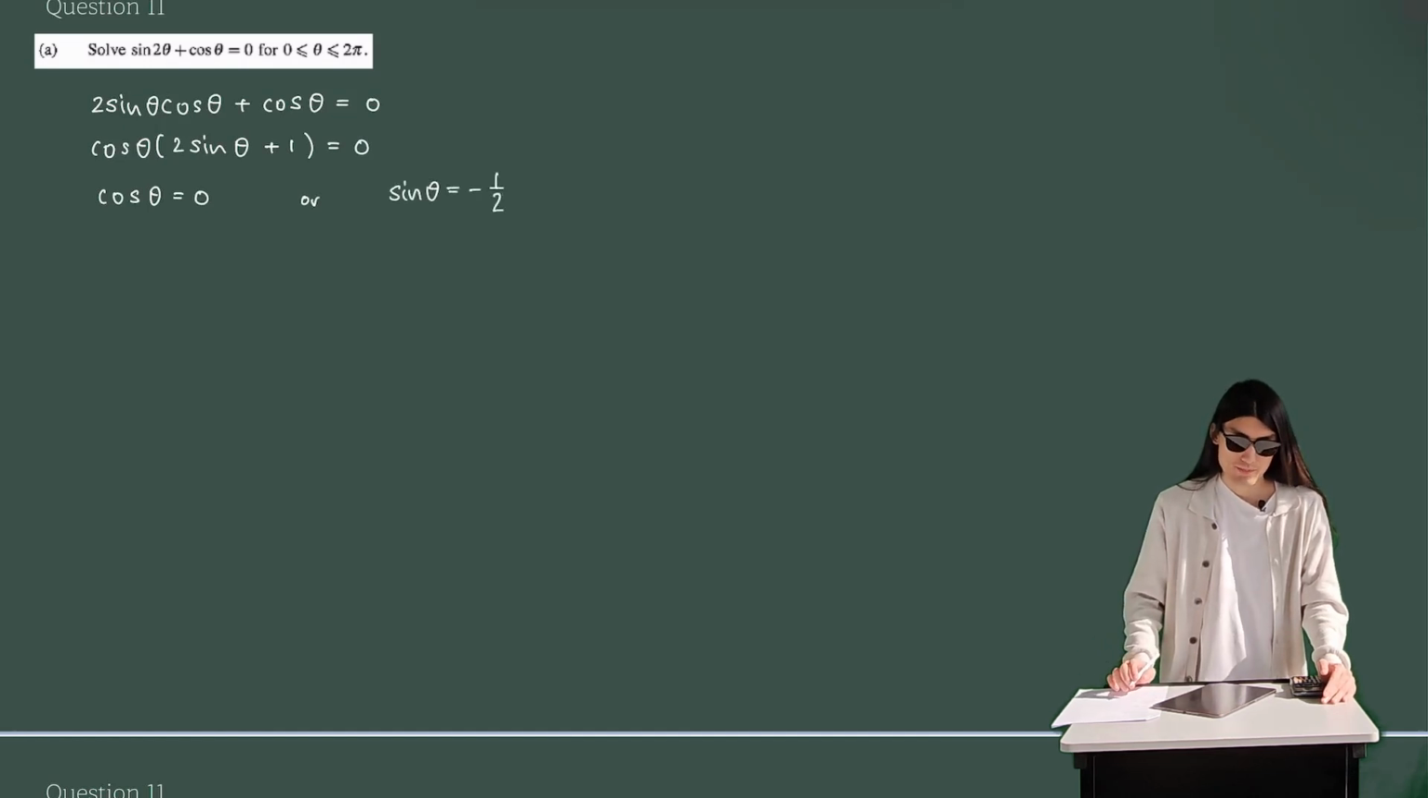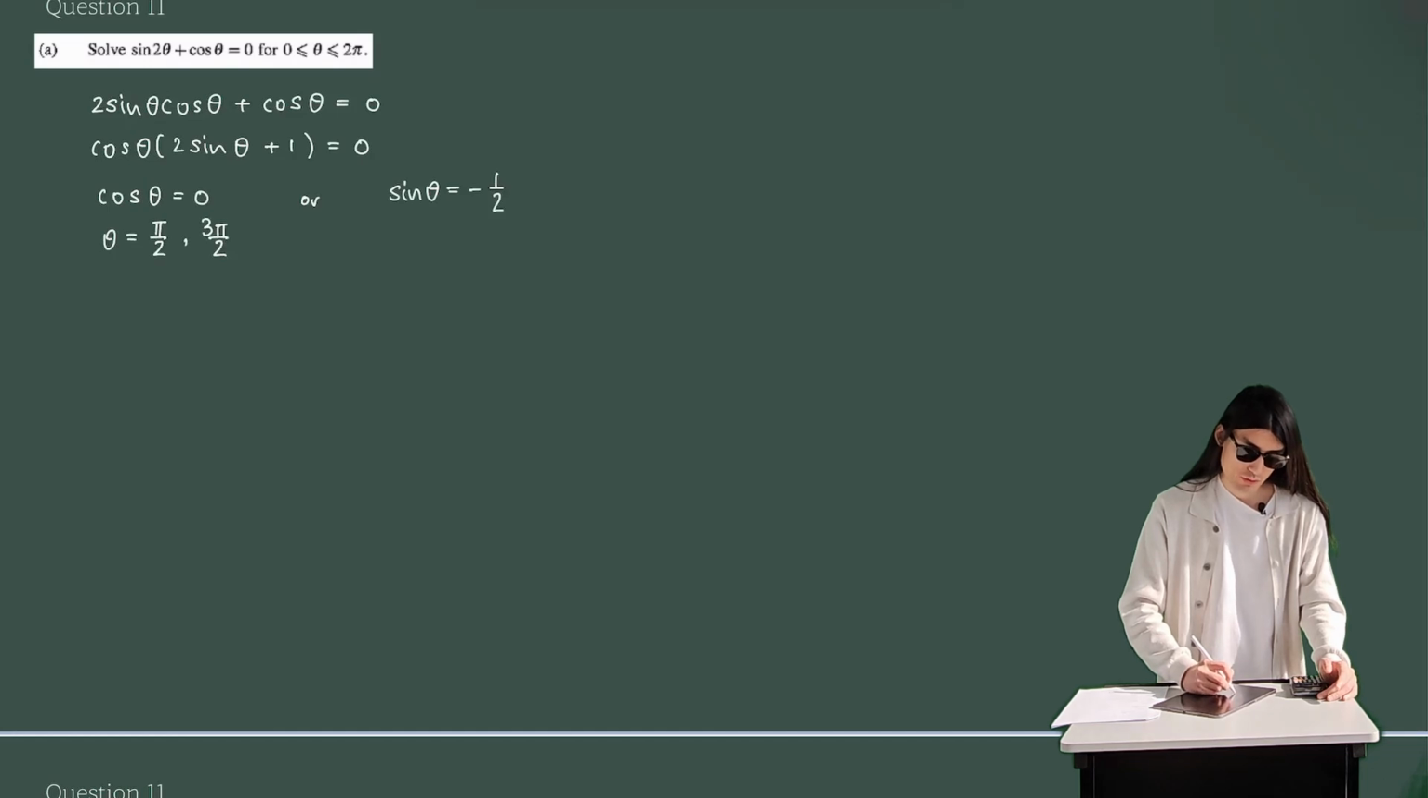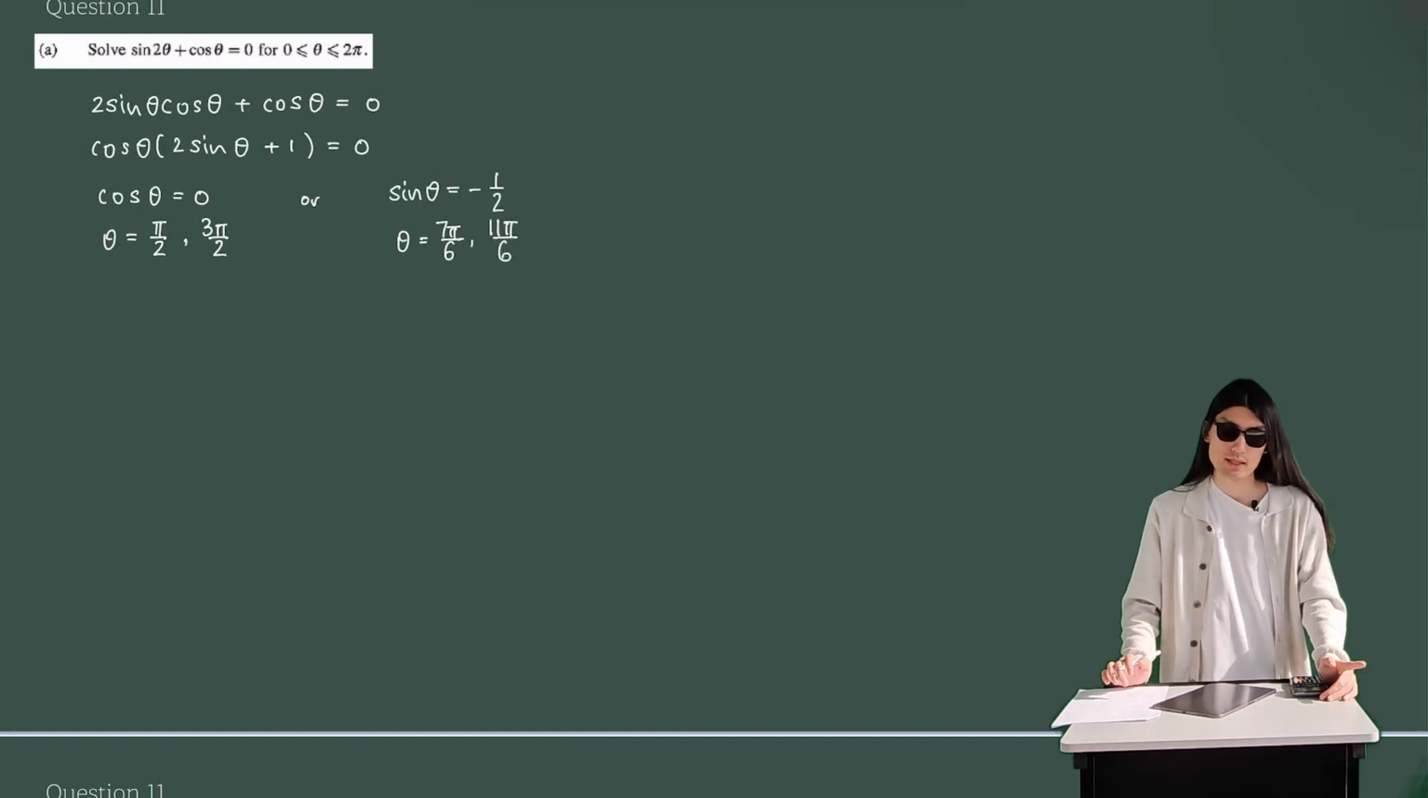Doesn't it? And in the domain of theta stated in the question, that's between 0 and 2 pi, cos theta equals 0 gives two solutions, pi over 2, 3 pi over 2. And the other equation, sine theta equals minus half, that also gives two solutions, 7 pi on 6 or 11 pi on 6, doesn't it? That's question 11a. Simple. Done.